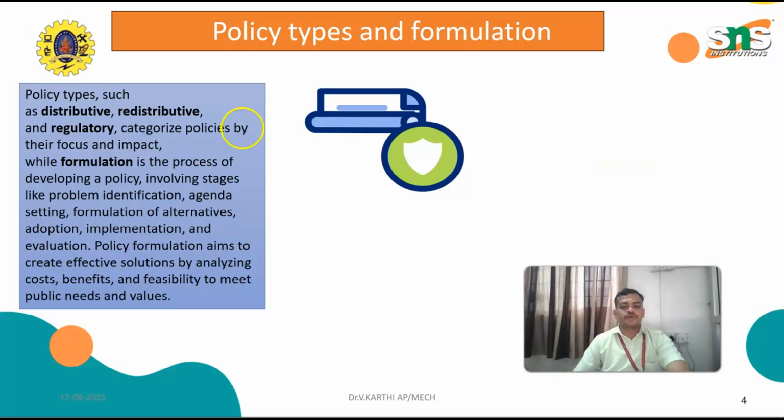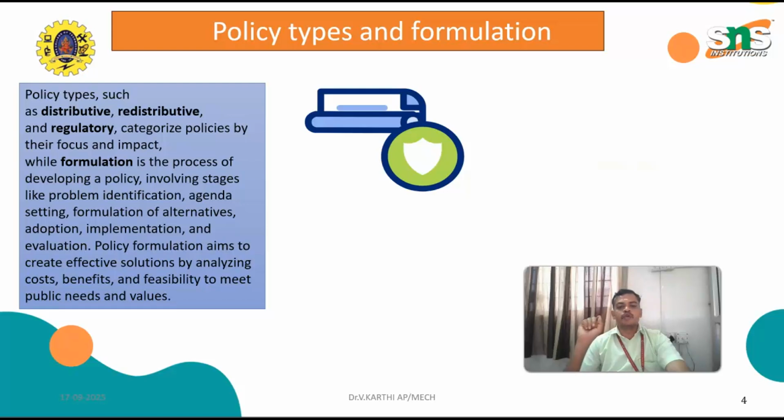Next one is policy formulation. Policy formulation is a process of practical steps. First, identify the need, risk, regulation, strategy, etc. Second, define objectives and scope. Third, research constraints, laws, standards, and best practice. Fourth, draft the policy with clear statements and responsibilities. Fifth, review with stakeholders and legal.